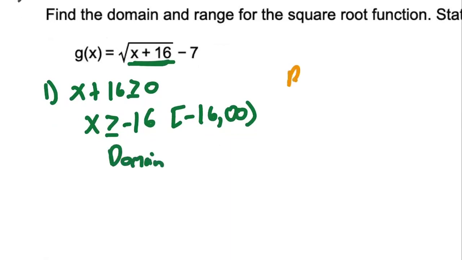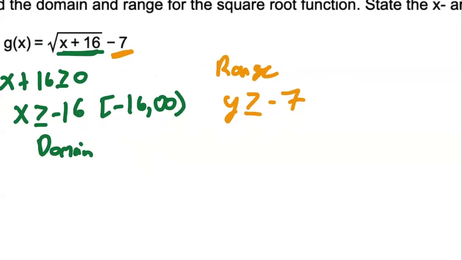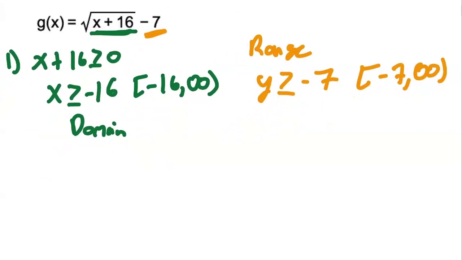The range, it's pretty easy. It's y greater than or equal to whatever the number is in the back. In this case, it's just -7. If there is no number, you can put the placeholder of 0, so that way you don't forget that it's 0, because you can't just say it's nothing, because there is something, but it's imaginary. Oh, and that's an inequality, so then put it in interval notation.